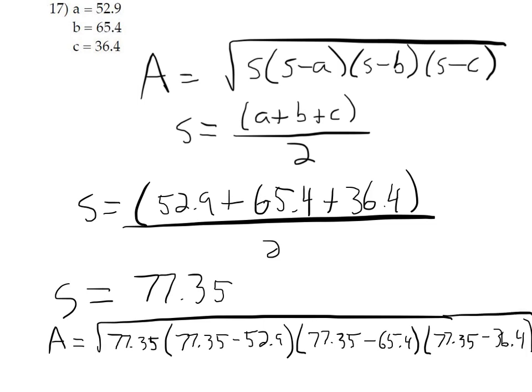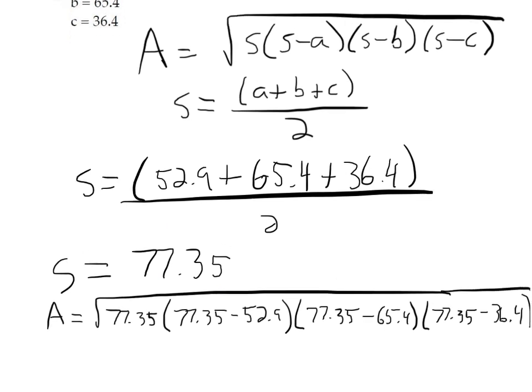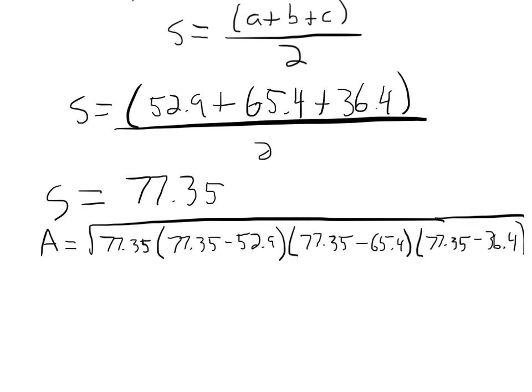And calculator. Now if you are careful with your calculator, you can either store this or just have it on your screen like my calculator is now and keep using the answer button. It's a nice way to go. So mine would look like square root, parenthesis, answer, parenthesis, answer minus 52.9, parenthesis, answer minus, etc. You could also store and recall it each time.